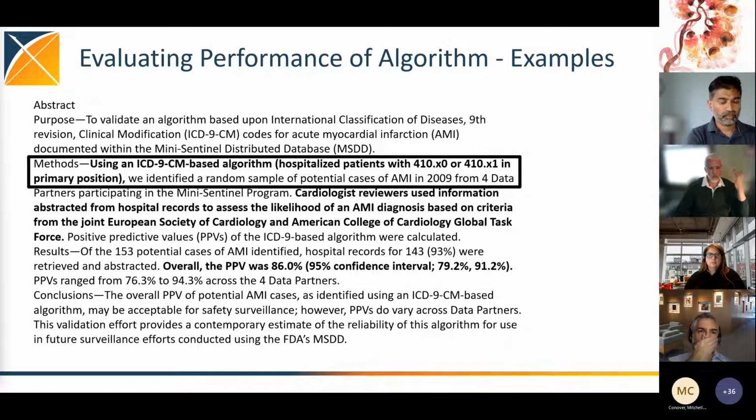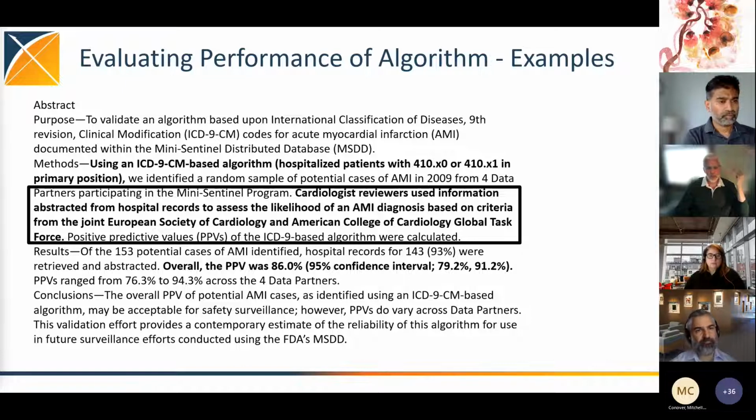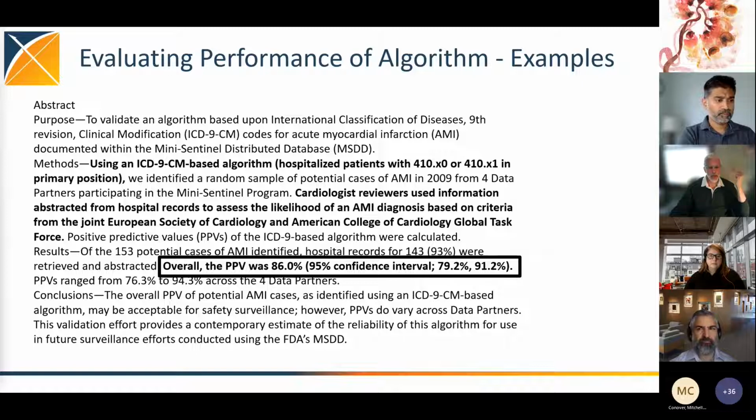And as I said before, this is their definition for a phenotype algorithm. For myocardial infarction, codes of 410.x0 or 410.x1 in the primary position. Their method for evaluating that was to have cardiologists review the information abstracted from the hospital records to assess the likelihood of the AMI. So they had cardiologists review the chart reviews. And then finally, they came up with a PPV, a positive predictive value, of 86%.